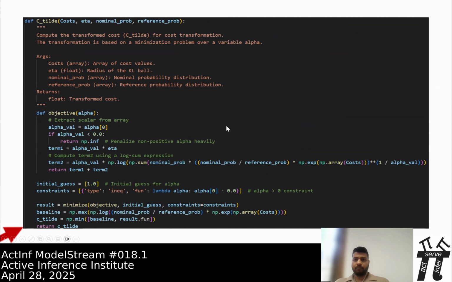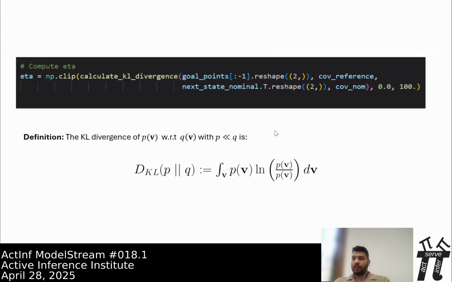For more detail, you can refer to the paper for how it is formalized there. So this minimization gives you the c tilde, which is dependent on eta and alpha. Here we define eta as a KL divergence between the goal points and the next possible state computed from the Gaussian process model. And for computational stability, we clip it between 0 and 100.